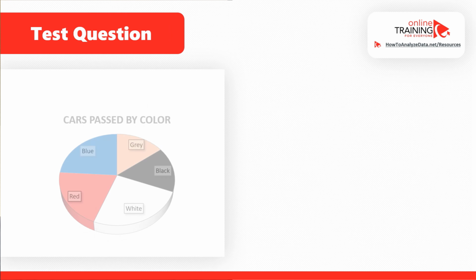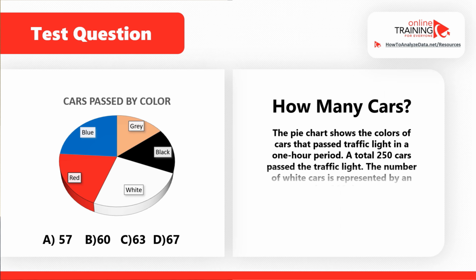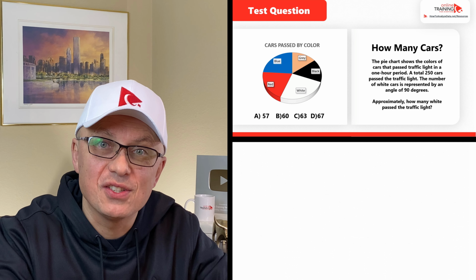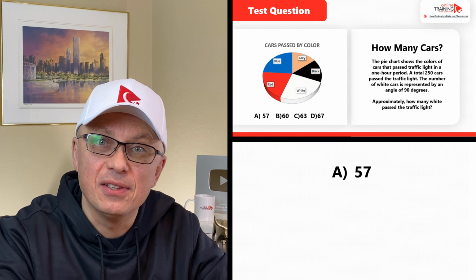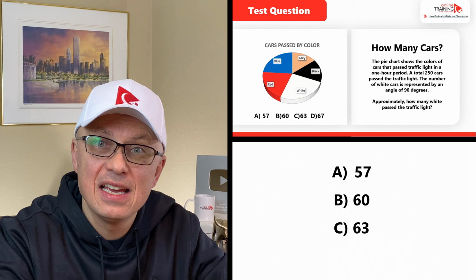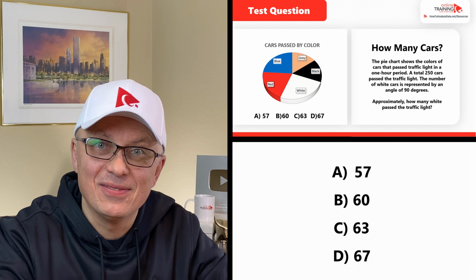The pie chart shows the colors of the cars that passed a traffic light in a 1 hour period. A total of 250 cars passed the traffic light. The number of white cars is represented by an angle of 90 degrees. Approximately how many white cars passed the traffic light? You're presented with 4 different choices. Choice A, 57, choice B, 60, choice C, 63, and choice D, 67.